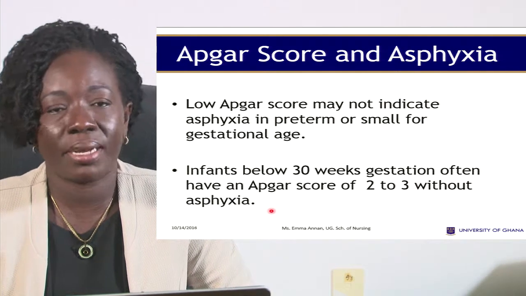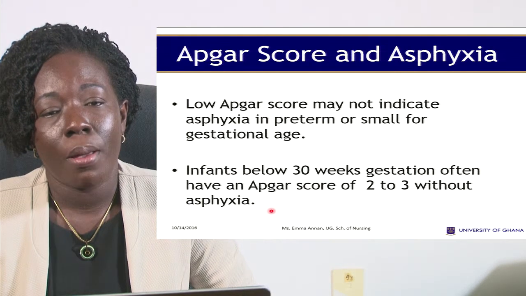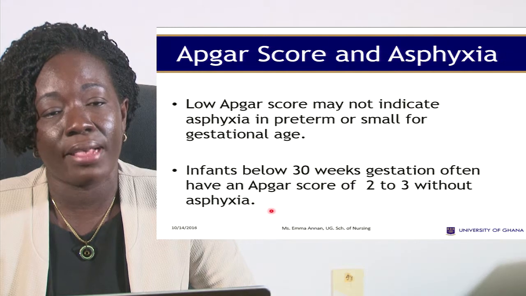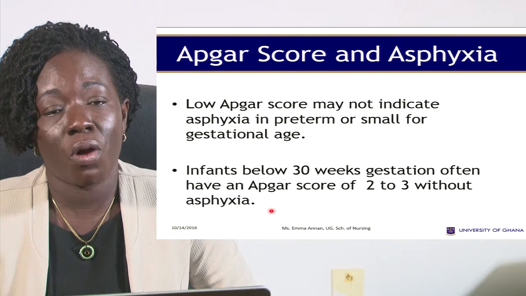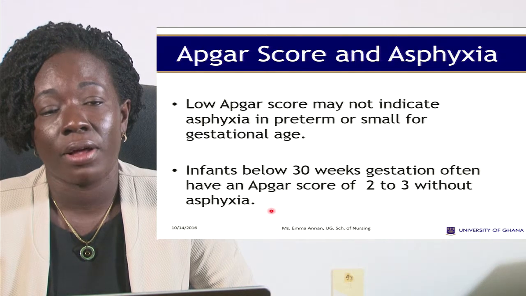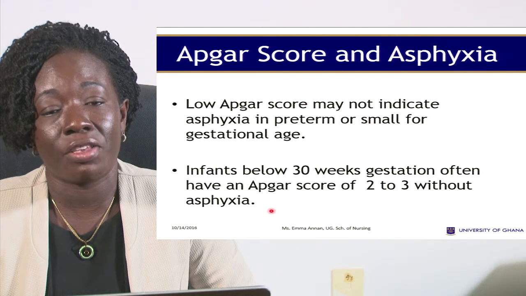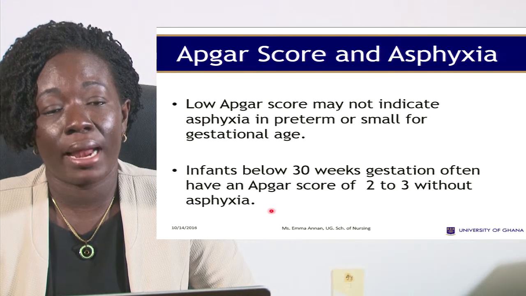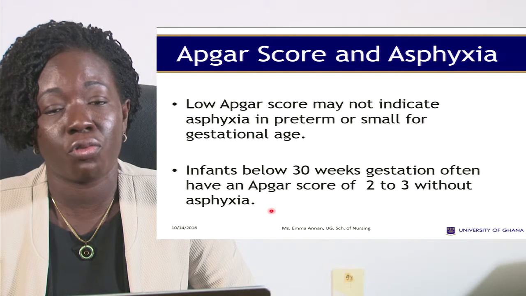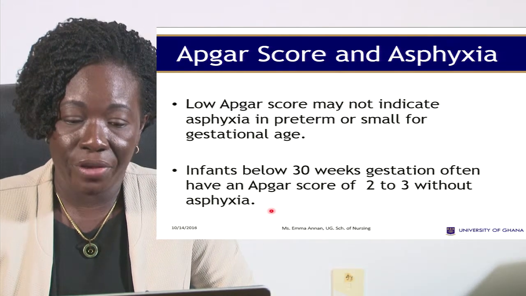But there are a few exceptional cases. For example, a low APGAR score may not indicate asphyxia in a preterm or small for gestational age baby. Usually, these babies have a low APGAR score. Also, infants below 30 weeks gestation often have an APGAR score of 2 to 3 without asphyxia. So these are the few exceptions.